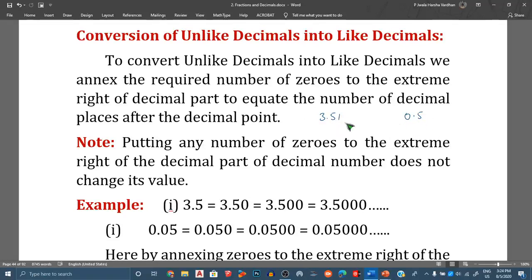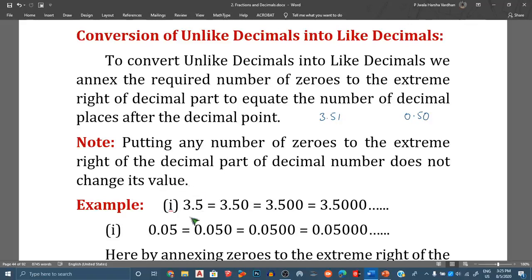To equate the number of digits, we just have to annex one more 0 to the extreme right of this decimal number. Observe here, the value of 0.5 and 0.50 will not be changed. The value will not be changed. So now these two decimal numbers became like decimals. Note that putting any number of zeros to the extreme right of the decimal part of a decimal number does not change its value.